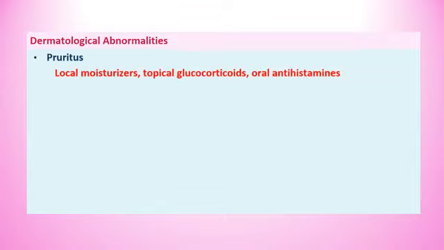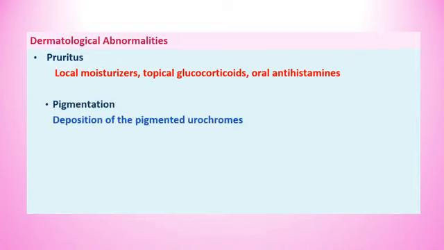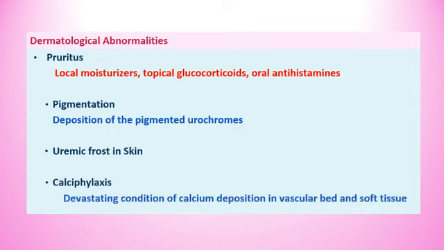dermatological abnormalities. Pruritus, an irritating feature of chronic kidney disease patients, treated by local moisturizers, topical glucocorticoids, and oral antihistamines. Pigmentation due to deposition of pigmented urochromes, uremic frost in the skin, calciphylaxis, a devastating condition of calcium deposition in vascular bed and soft tissue.